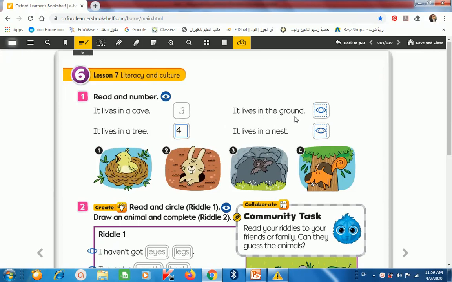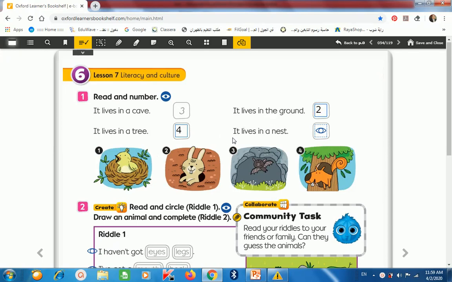It lives in the ground. Now we are done with the bat and the squirrel. We have 2 pictures here, a bird and a rabbit. Which one lives in the ground? Yeah, great. The rabbit lives in the ground. So right here number 2.